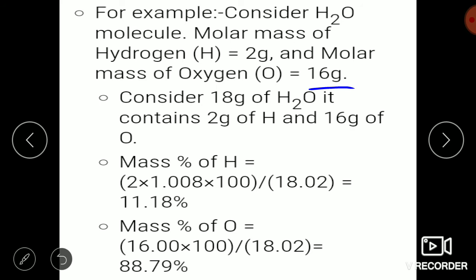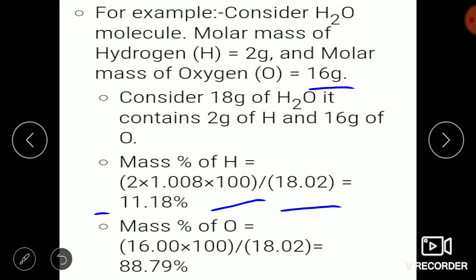So mass percentage of hydrogen will be how much? 2 into 1.008. Okay, 2 hydrogens are there, so it will be 2 into 1.008 divided by total mass of water, that is 18, into 100. Okay, on simplification, how much value you get? You get 11.18%.